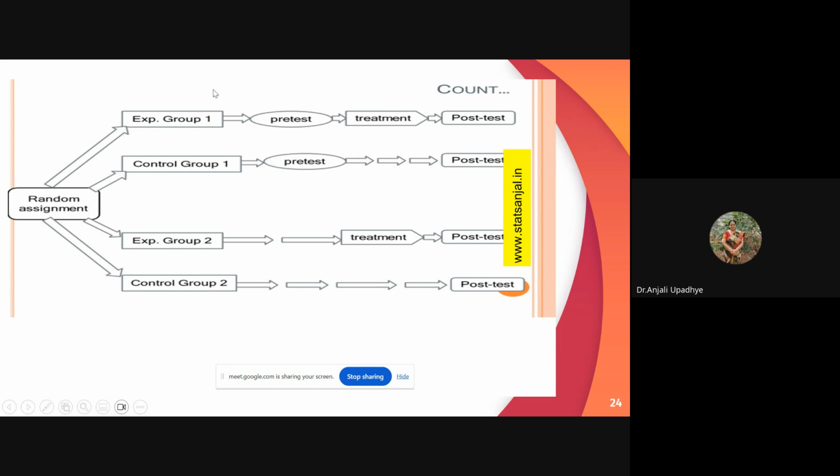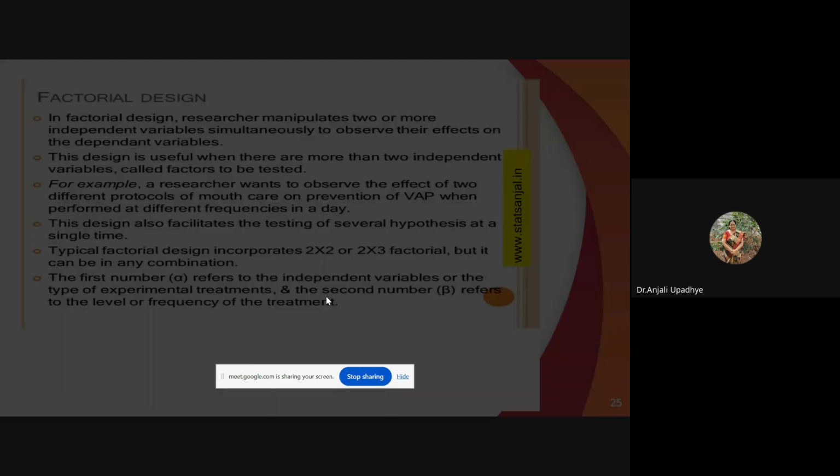That means these patients have diabetes and we are treating them. And these are patients who do not have diabetes, but may be pre-diabetic patients. Again, we give the treatment and the post-test. It's a random assignment.